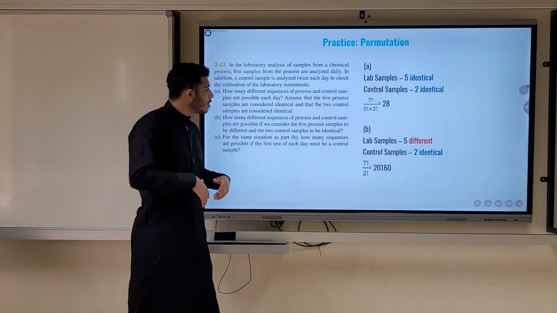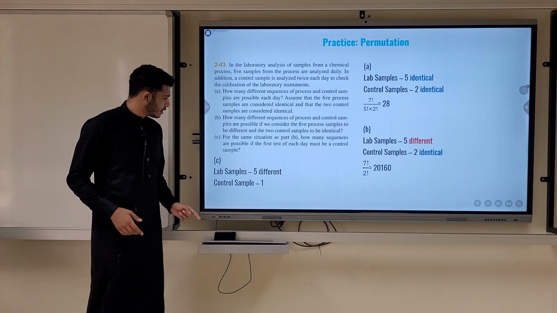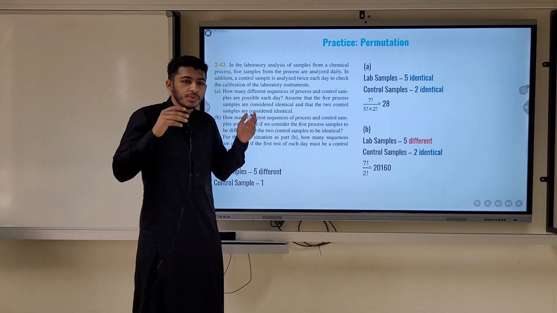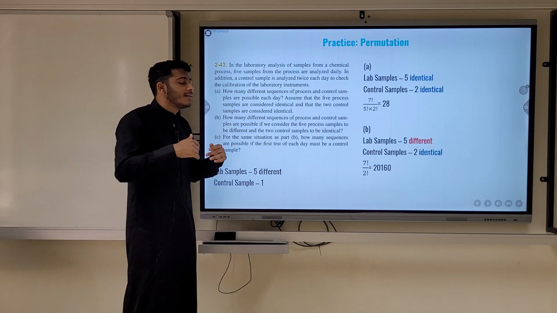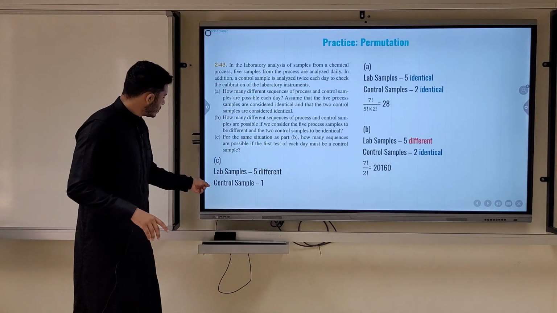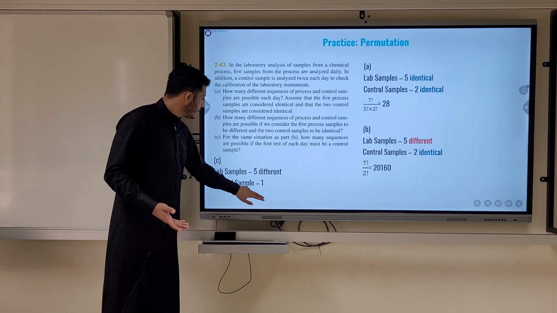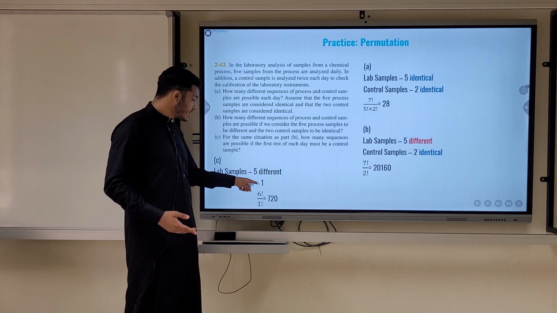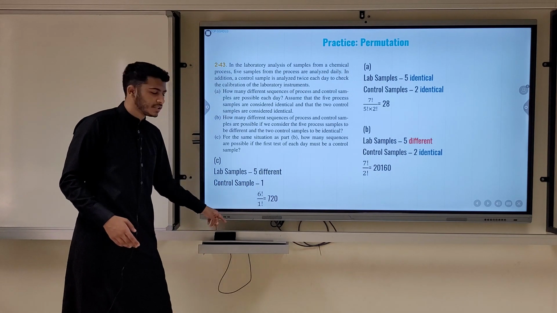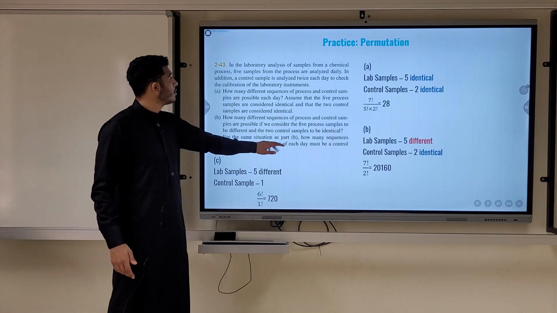That's it. So our new data is: the 5 lab samples are different. I forgot to color it with red. And the control sample count is now 1 because the first one is already gone. We did it. It's already done, we don't care about it. It's a done deal. It's the first thing we do every day, and we don't need to account for it anymore. So the control sample is now just 1. We can implement the formula like this, where now we have 6 operations, and we don't have pretty much any similarity, but I have kept it like this so it becomes clear. So that's it for permutation questions.